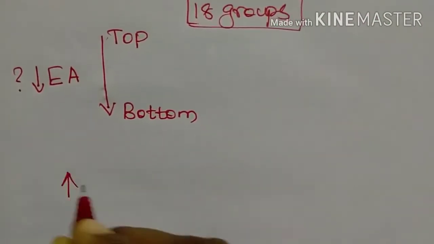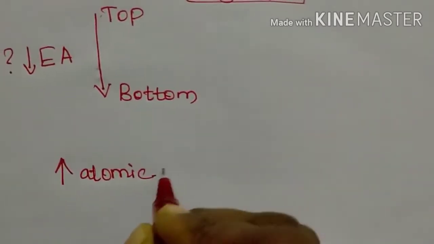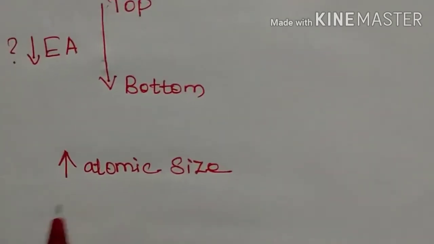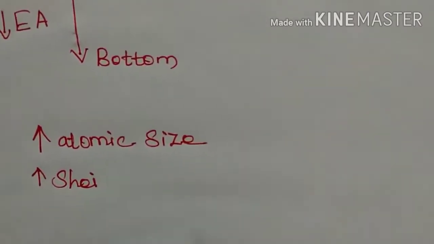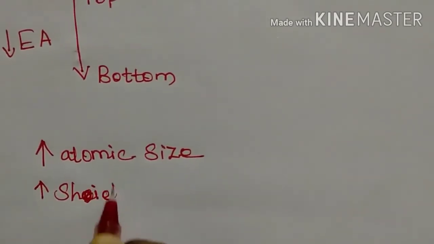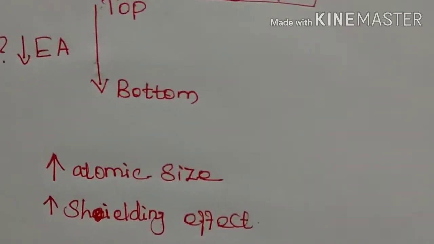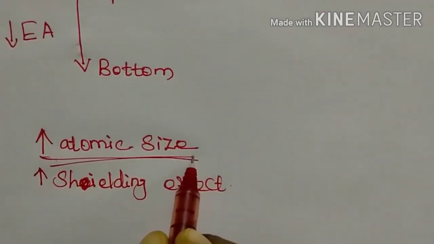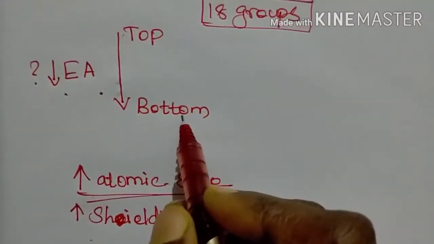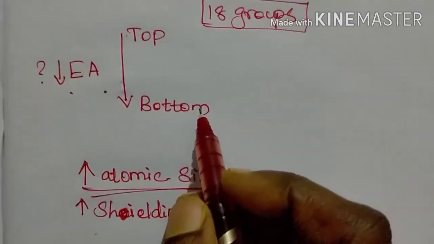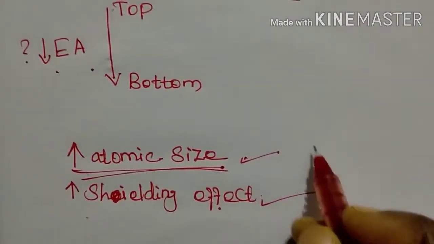The size of the atom is increasing. That means atomic size is increasing. Also, the shielding effect is increasing. Due to the increasing atomic size and shielding effect, electron affinity is decreasing from top to bottom of the modern periodic table. So, how are atomic size and shielding effect increasing?